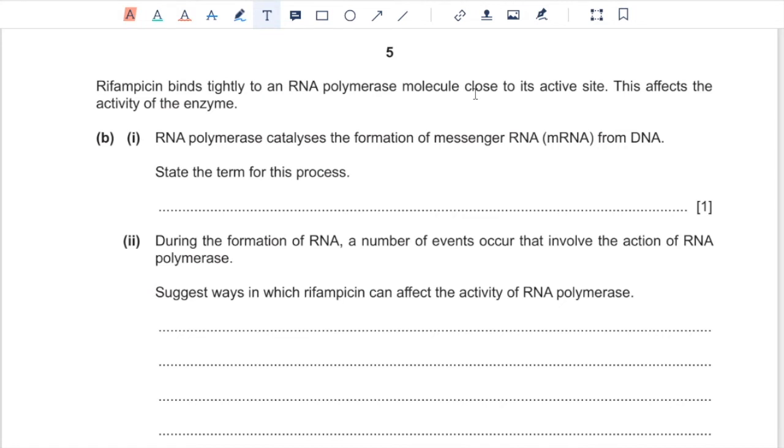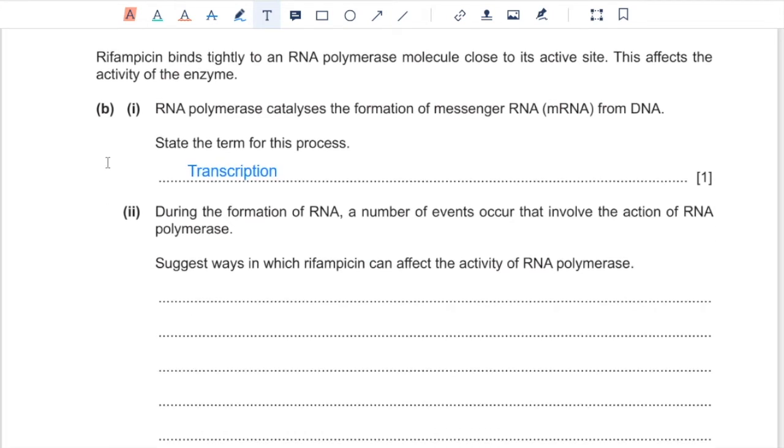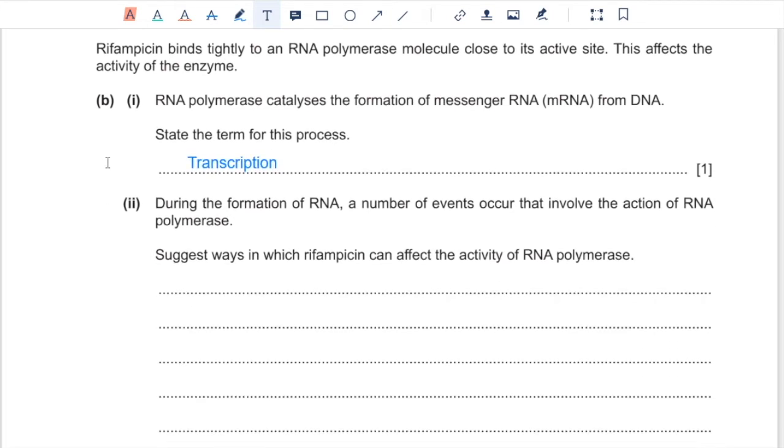Okay. B1: RNA polymerase catalyzes the formation of messenger RNA from DNA. State the term for this process, which is transcription. 2: During the formation of RNA, a number of events occur that involve the action of RNA polymerase. Suggest ways in which rifampicin could affect the activity of RNA polymerase.